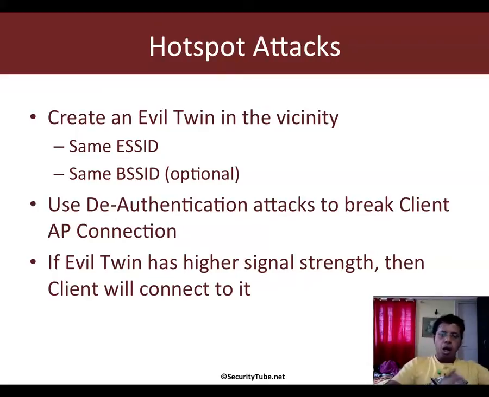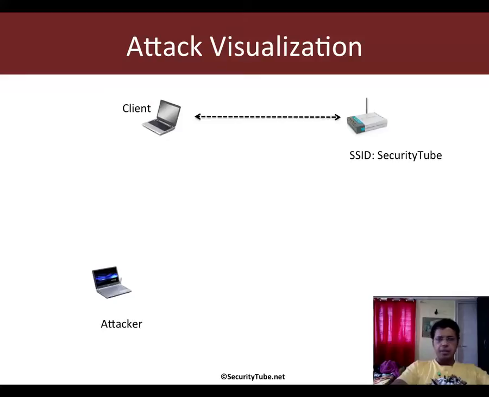Now, how would all of this work? So let me take you to the next slide where I've created a very simple animation. Now, here is the authorized access point broadcasting an SSID security tube, and we have a legitimate client which has connected to this access point, and we also have an attacker in the same RF vicinity. So what the attacker will do is he will advertise the same SSID security tube, right?